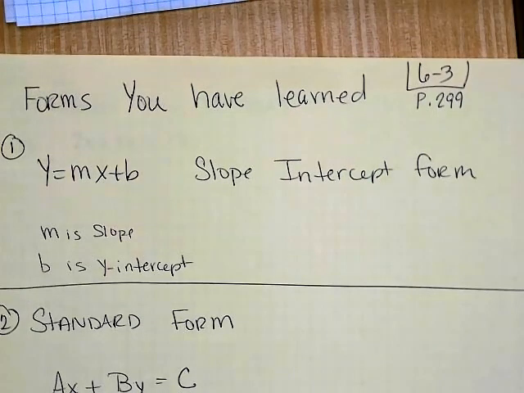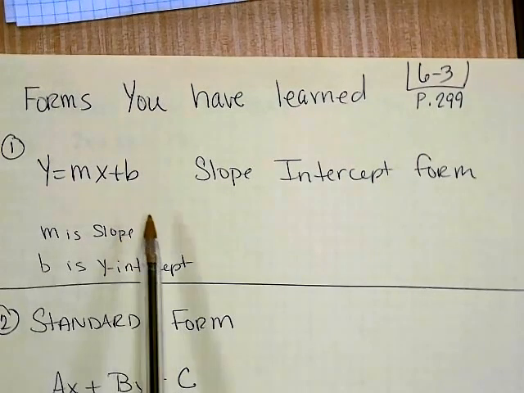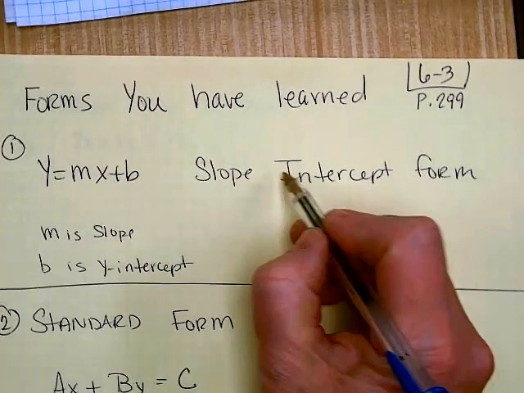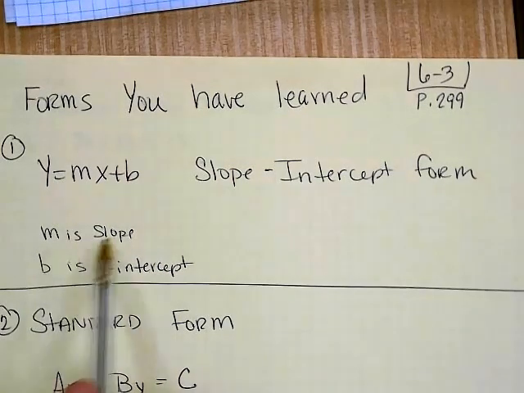We spent a whole lot of time last week talking about y equals mx plus b. That is called slope-intercept form. M is the slope and b is the y-intercept. When our equation is in that form, we know how to graph it. We automatically know the slope and the y-intercept.